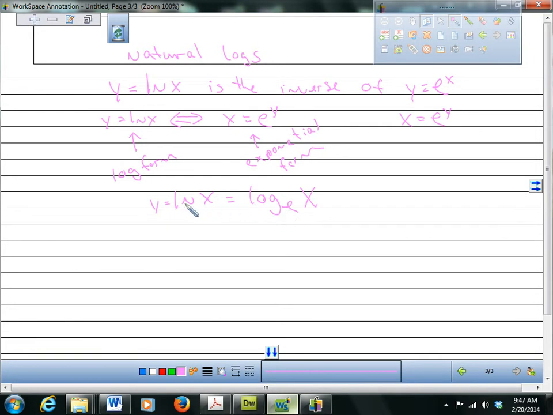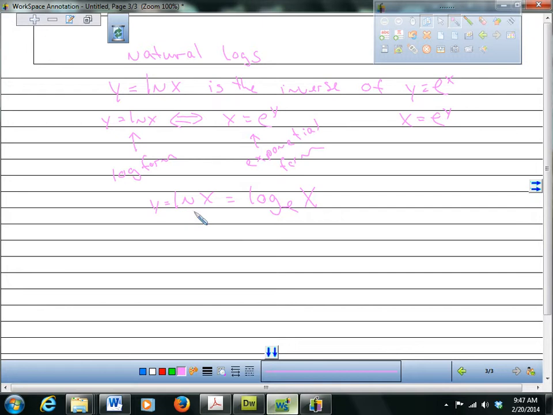Maybe it doesn't have any artificial ingredients or something like that. Anyway, you can get them at Whole Foods, natural logs. Okay. Anyway.